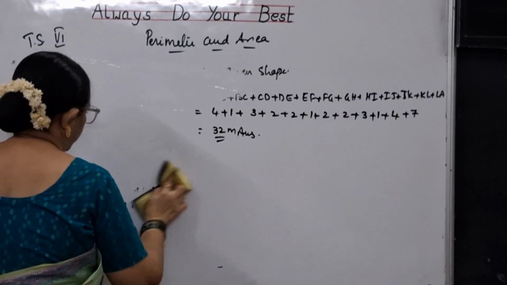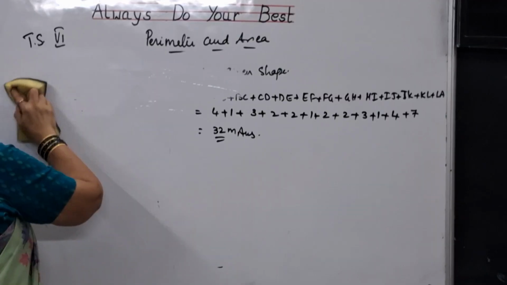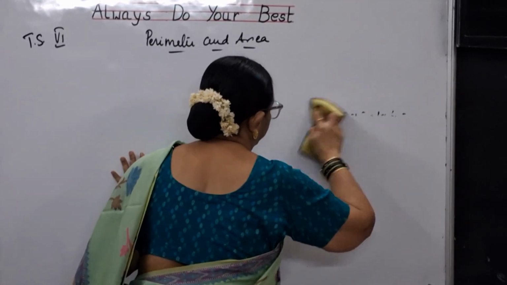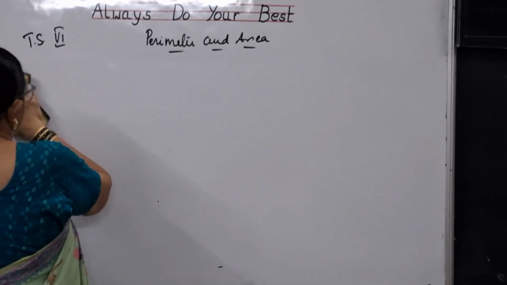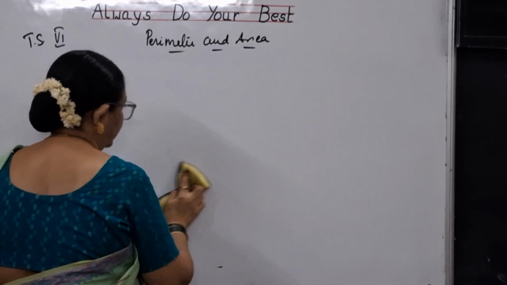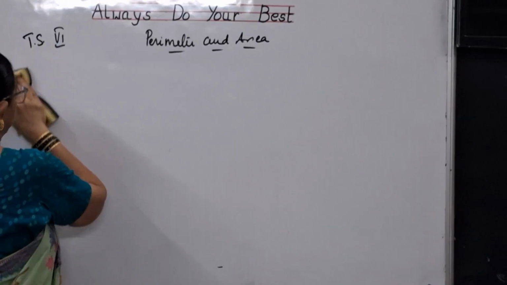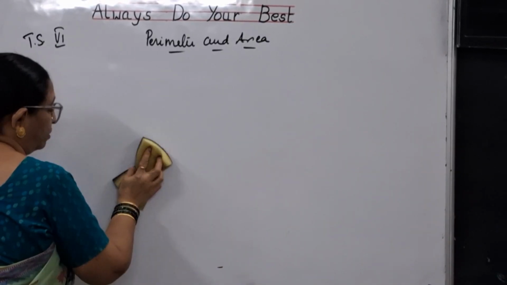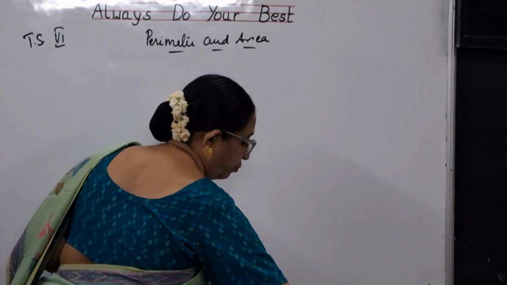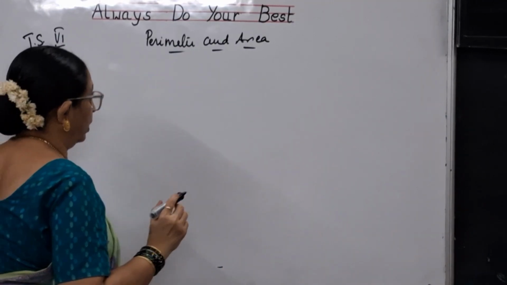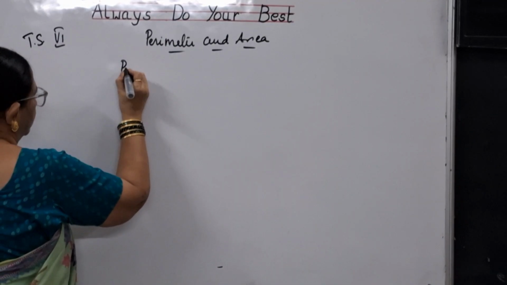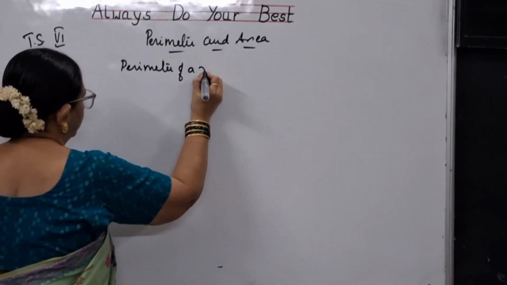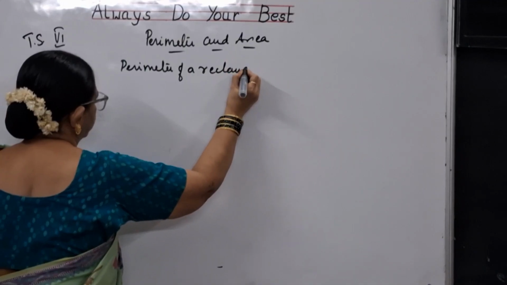Now, always doing the sums in this way is very, very tedious. Always adding all the sides is not so easy. That is why for certain closed figures you have formulae. So we are now going to talk about a formula for the perimeter of a rectangle.